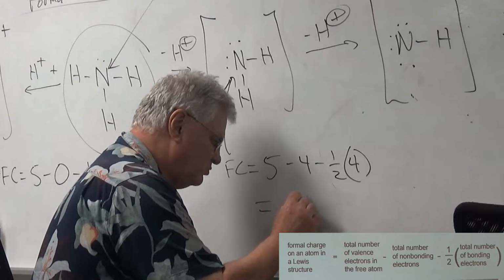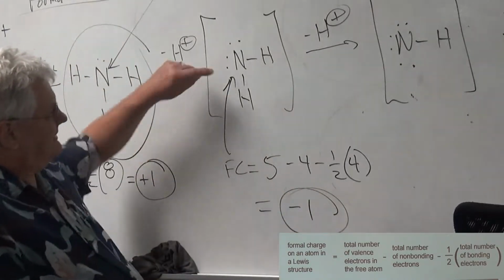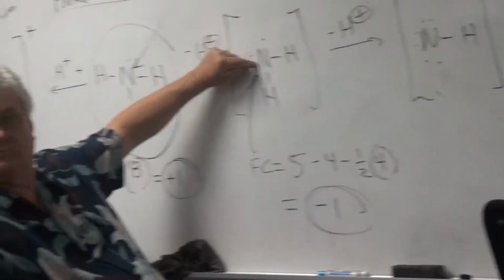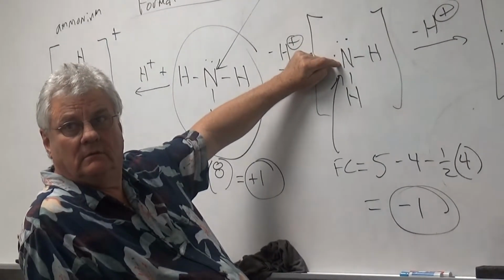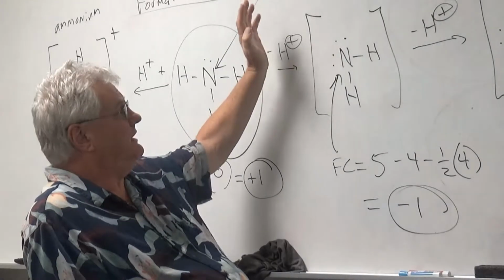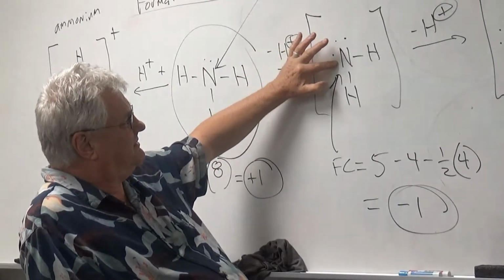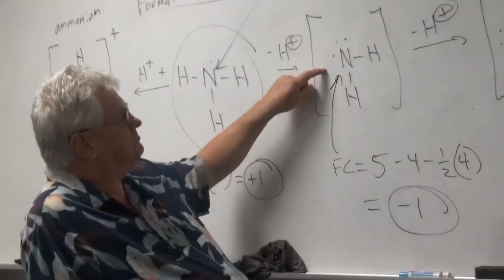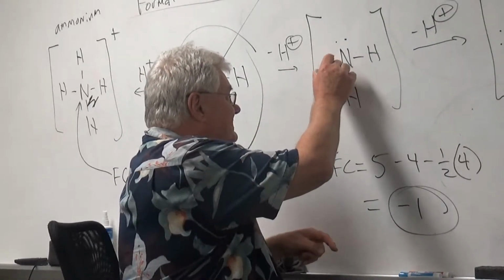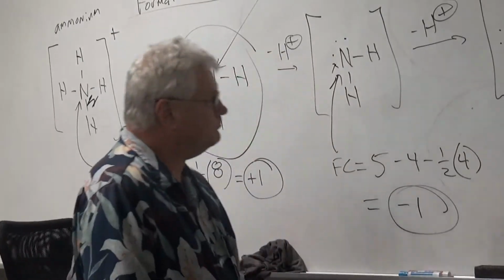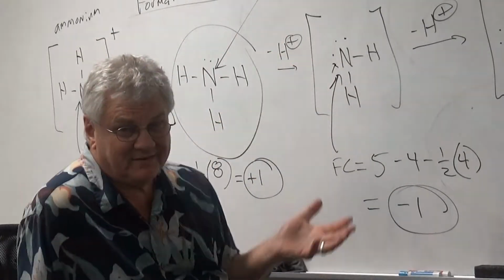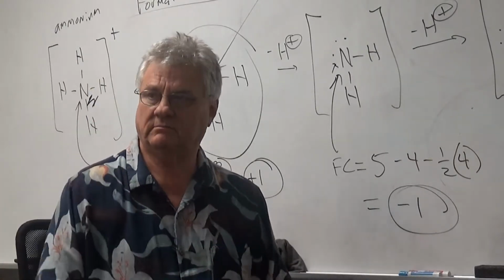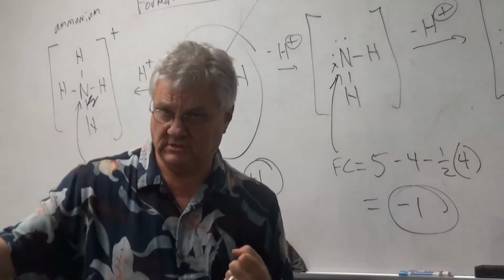You get -1. That nitrogen in this ion has a formal charge of -1. And the reason is it picked up an electron from somewhere. I'll put it as an X. So it has an octet without having to form 3 bonds. Really what happened is it lost a proton. It lost a hydrogen ion.